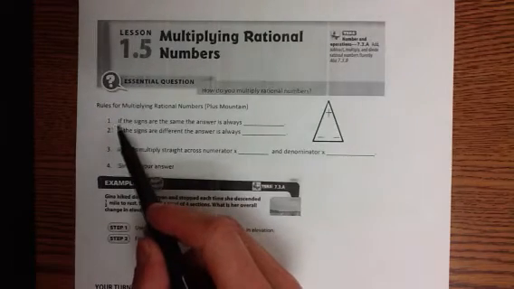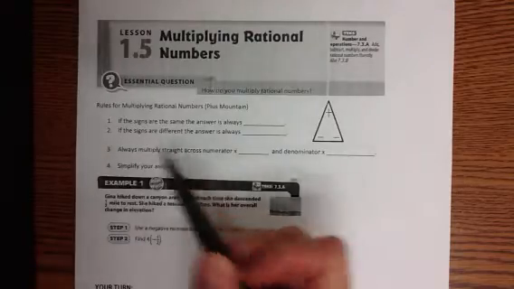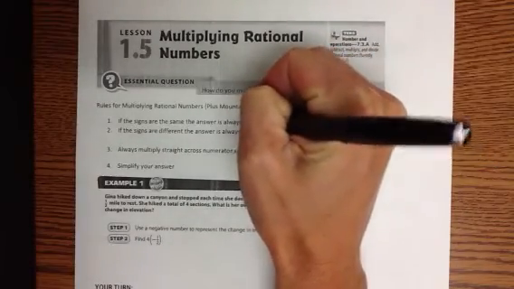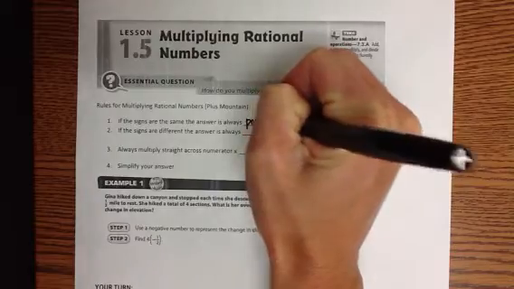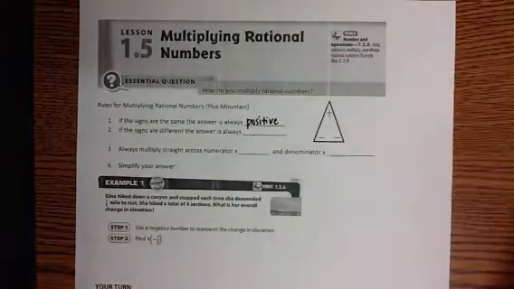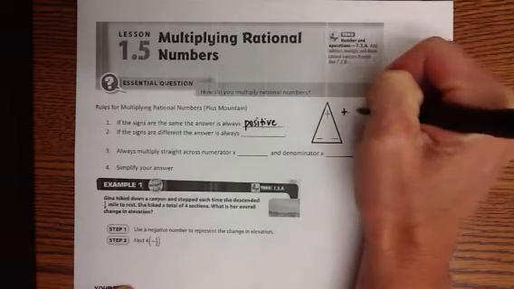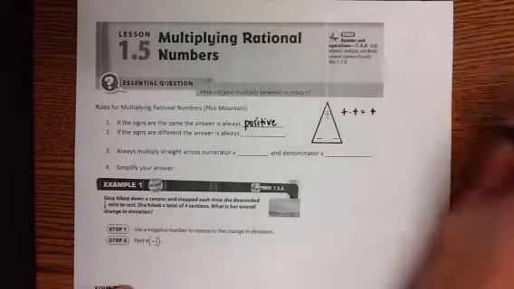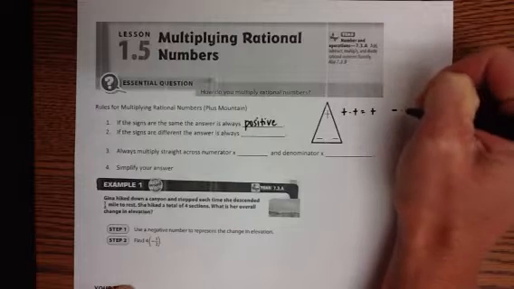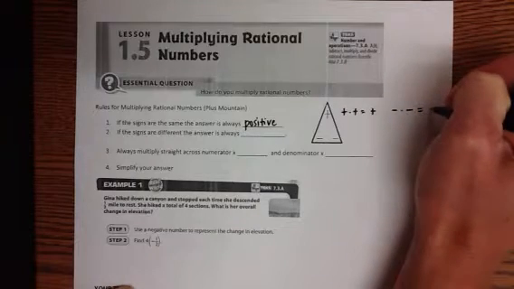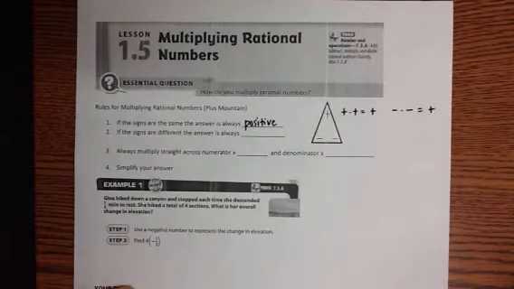So the first thing we need to know is if the signs are the same, the answer is always positive. That means if I'm multiplying a positive times a positive, my answer is going to be positive. And if I'm multiplying a negative times a negative, the answer is going to be positive.